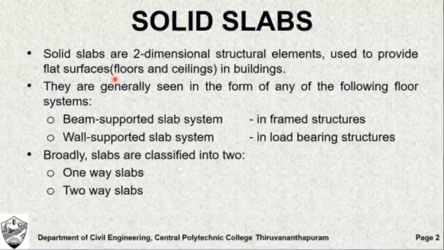We are just going to go through certain code provisions and certain means of classifying slabs and directly jump into the procedures involved in the design of slabs. Now, you see here there are generally two kinds of slab systems: beam supported slab system and wall supported slab system. Beam supported slab system, as the name suggests, are supported by beams, as in the case of framed structures. In the case of wall supported slab systems, the slab is supported by walls, as in the case of load bearing structures. We will have a brief discussion about both of these now.